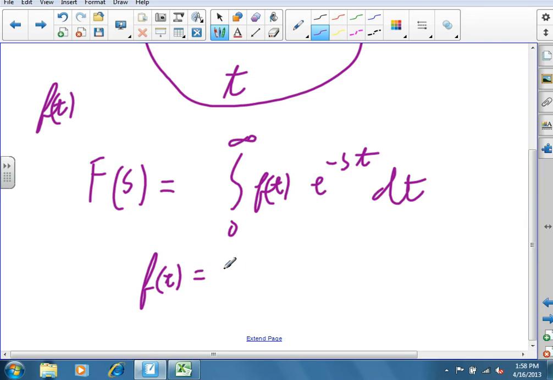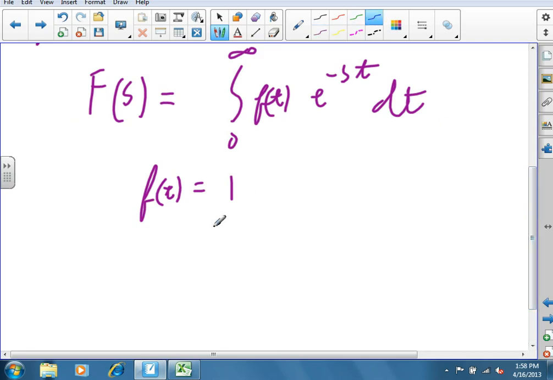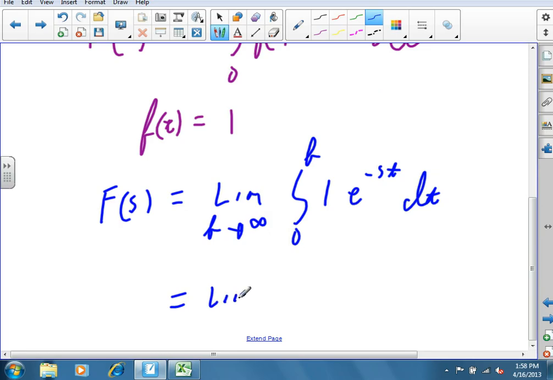Andy, give me a function. F of t is equal to 1. Good choice, Andy. So f of t is equal to 1. So F of s. Now we can't take the interval 0 to infinity, so we have to take the limit as b goes to infinity of the integral from 0 to b of 1 times e to the minus st dt. And then we have the limit as b goes to infinity of e to the minus st divided by minus s, evaluated at 0 and b.